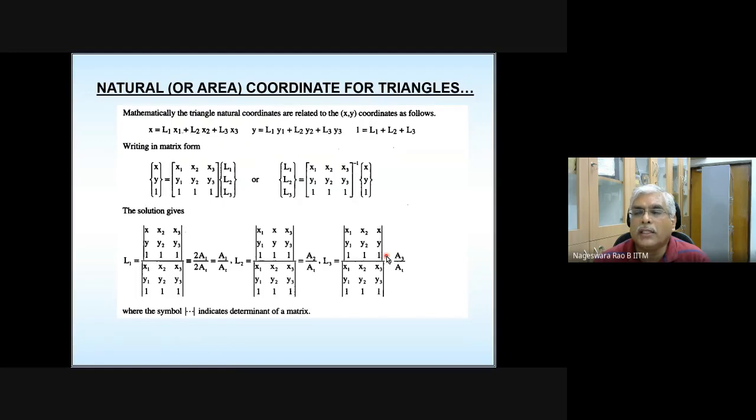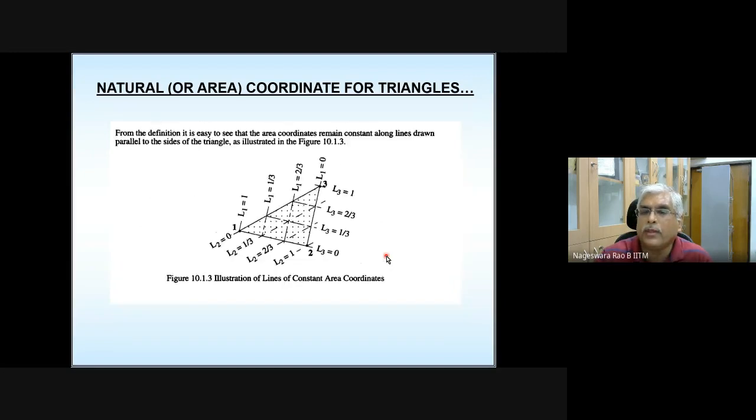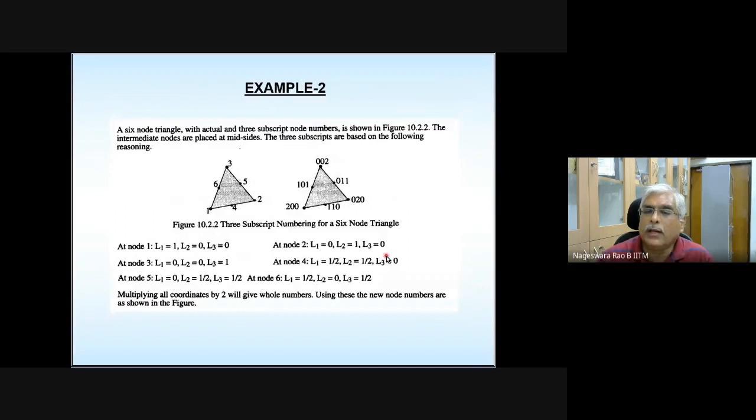You can verify L1 is half, L2 is half, L3 is 0. So the labeling for node 4 is half, half, 0. Labeling for node 5 is going to be 0, half, half. You verify that. How do you verify whether you get 0, half, half for node 5?